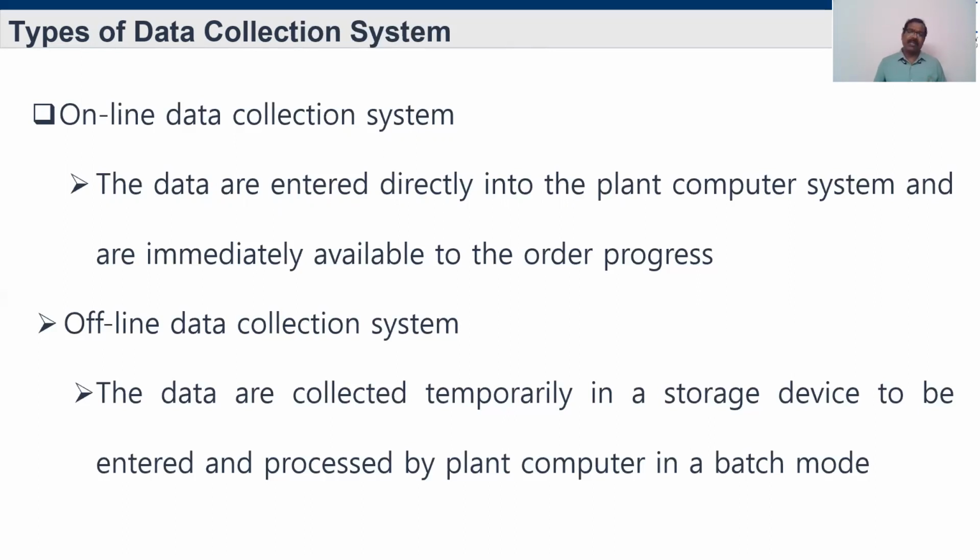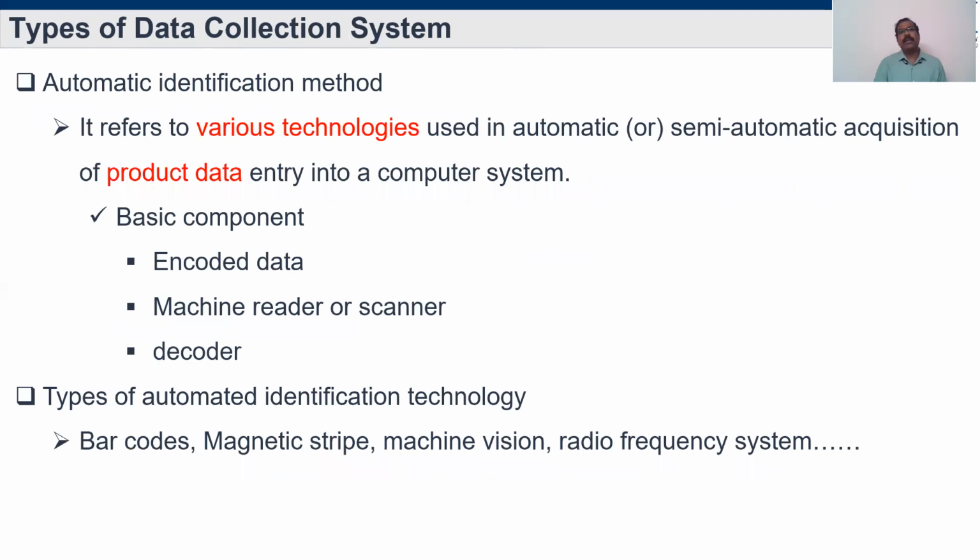Nowadays, the offline data method is quite old. Most industries are using online data collection systems. Then there are automatic identification methods, and various technologies are available nowadays to collect data. Like automatic or semi-automatic systems, such as attaching a barcode or magnetic strip to the component, or through a machine vision system, they are able to identify or track the data they want to know.